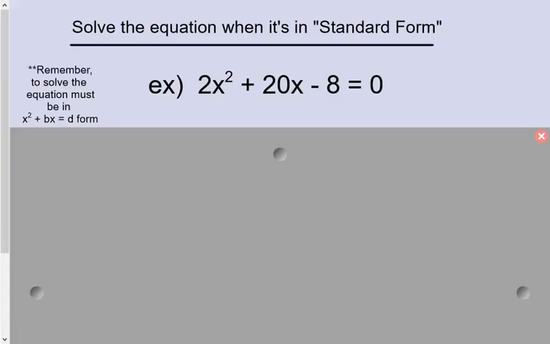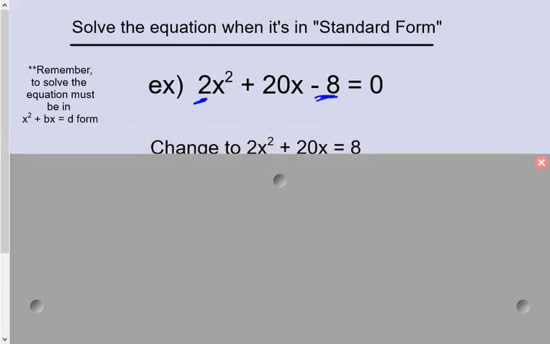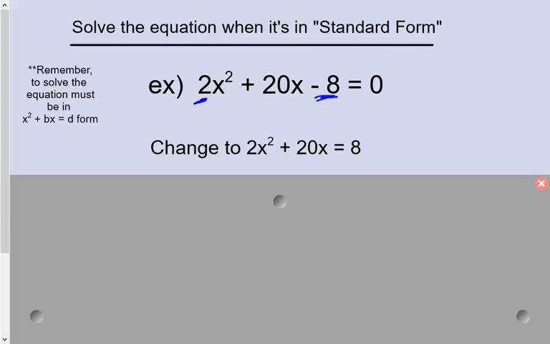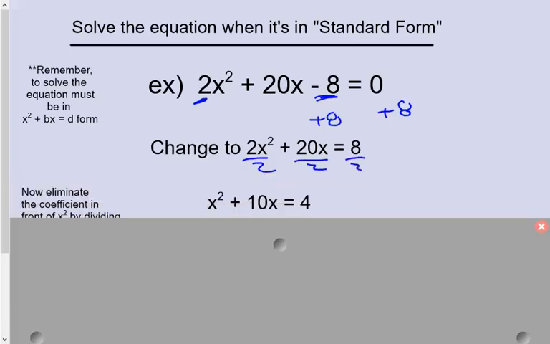So here, what I noticed is a couple things. One, there's a 2 here. Two, there's a negative 8 here. So what I'm going to do is first add the 8 to the other side by doing a plus 8. I'm going to get rid of any constant term, move that to the other side. Then I'm going to divide by 2 so that the value in front of the x squared is equal to 1. It has to be x squared plus bx equals some constant term.